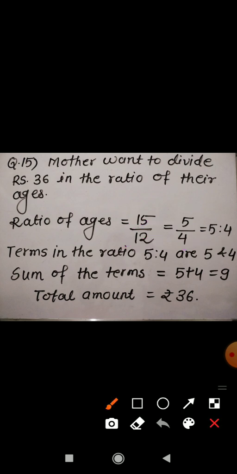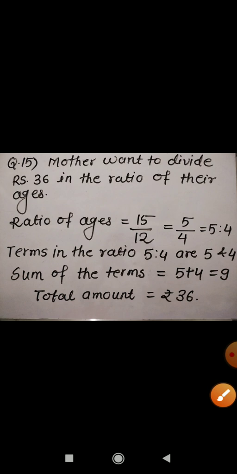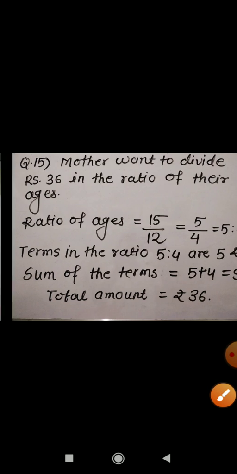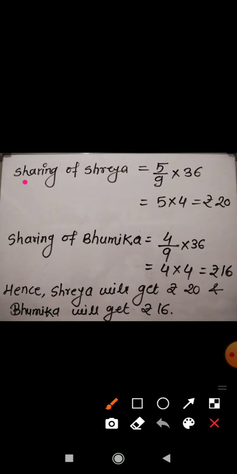Now the terms in the ratio 5:4 are 5 and 4, right? So if you add these terms, what will you get? The sum of the terms will be 5 plus 4, that is 9. And the total amount we have is 36 rupees. So what will be the share of Shreya? See here. The share of Shreya will be 5 by 9 of the total amount. 5 by 9 of 36, because the total amount we have is 36.